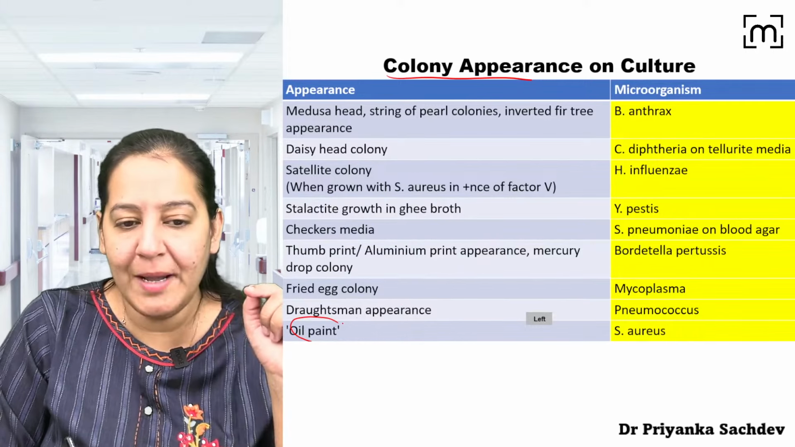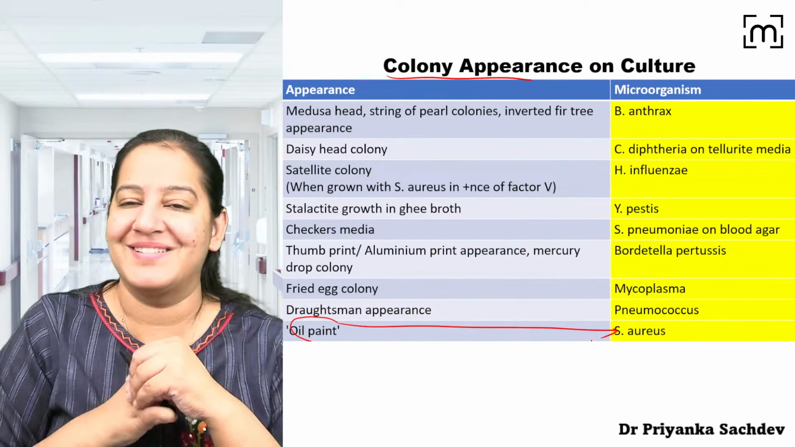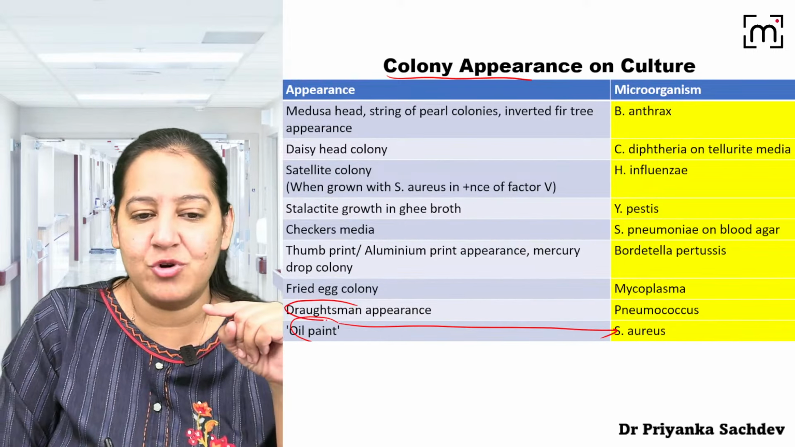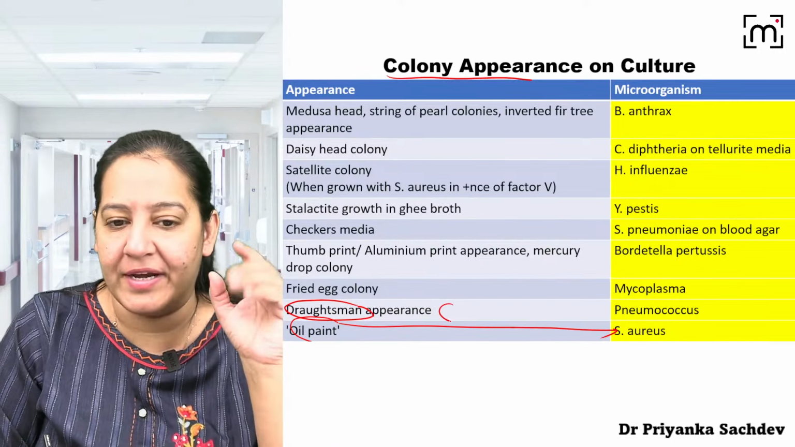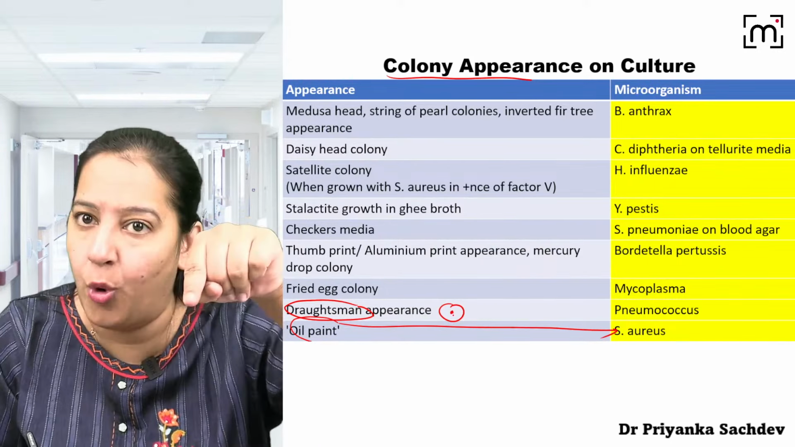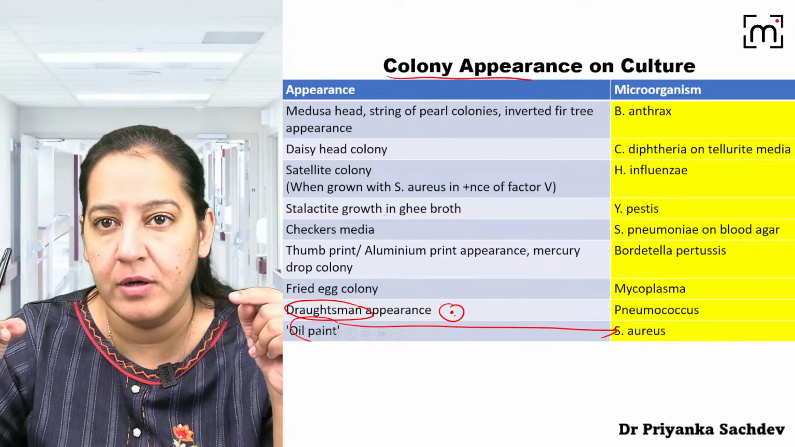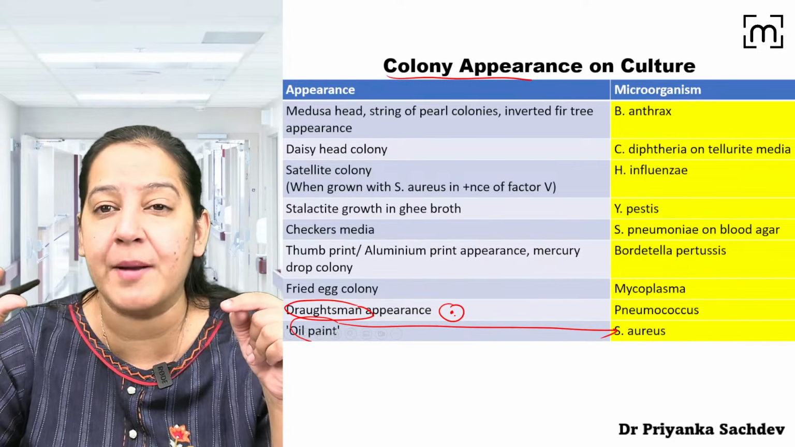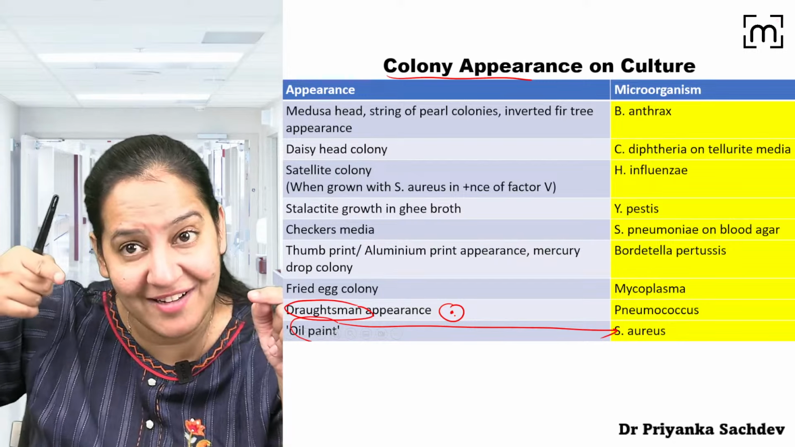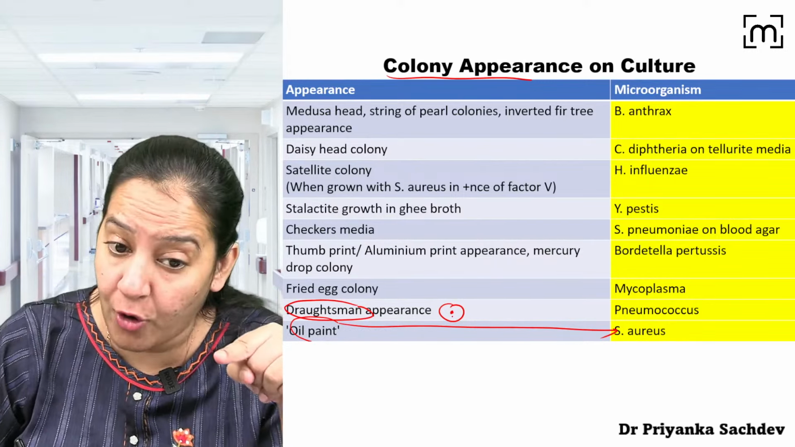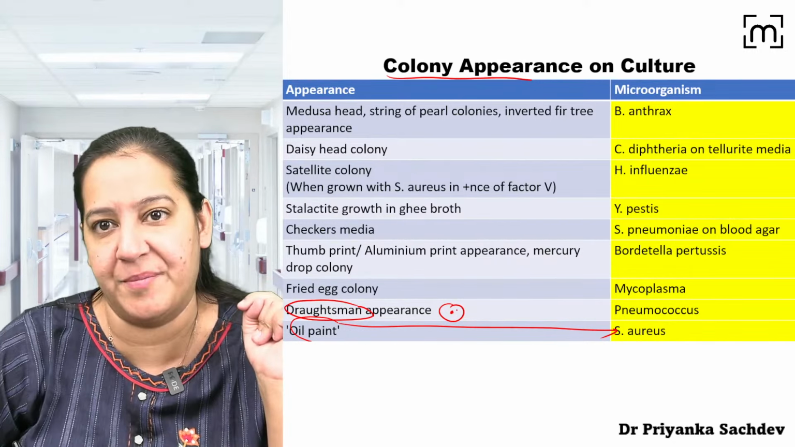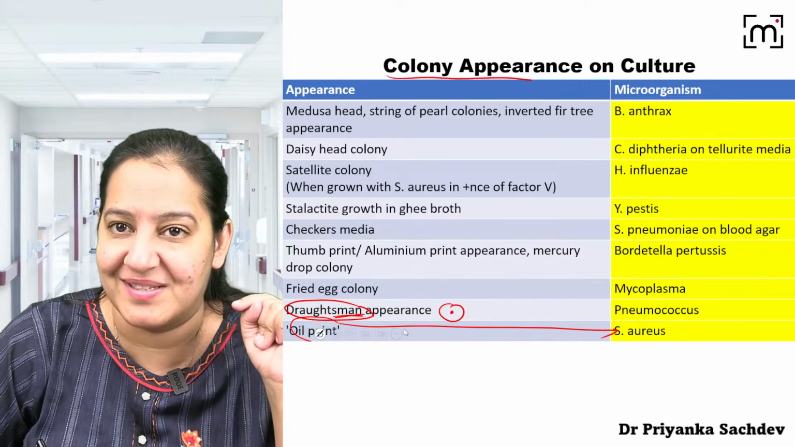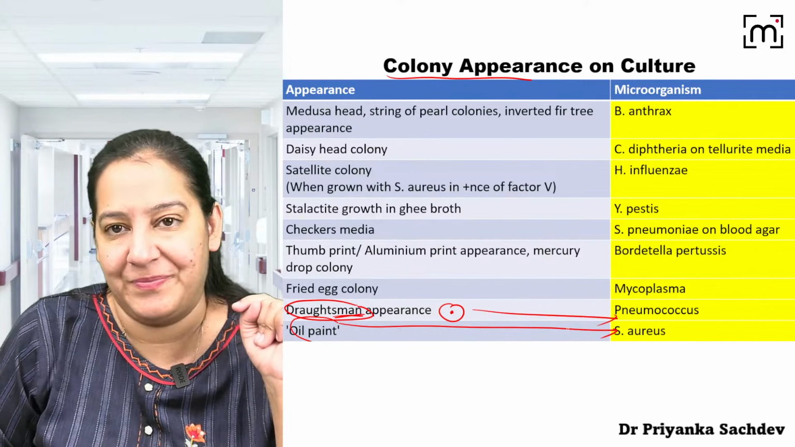Oil paint appearance is by Staphylococcus aureus. You know what's Draughtsman? Draughtsman is a carom coin. In the colony, in the center there is a hole. Have you played carom board? The coin of the carom board. In Hindi, carom board ki goti. Carom board ki goti has a depression in the center. In the same way, the colony has a central umbonation or central depression. It's known as Draughtsman appearance. It's seen in Pneumococcus, right?